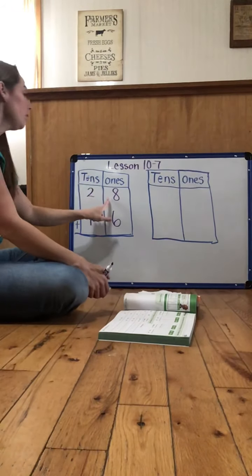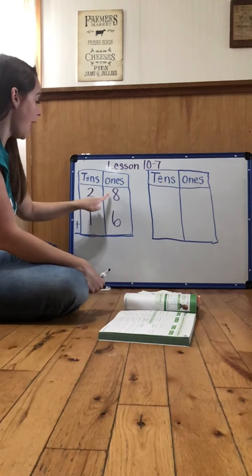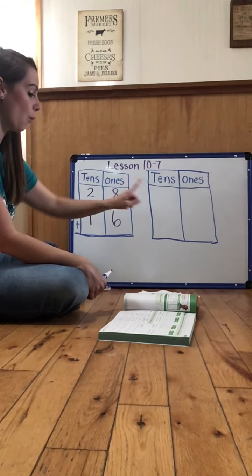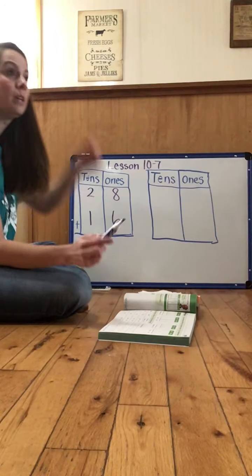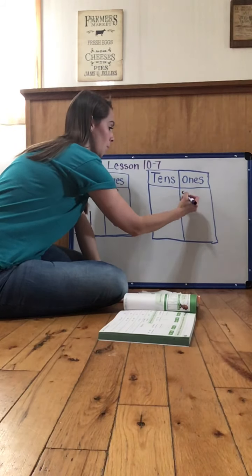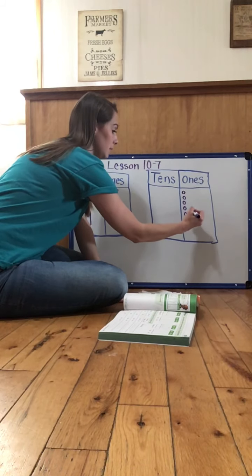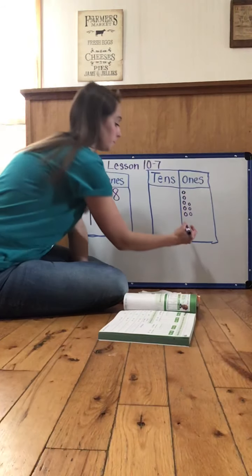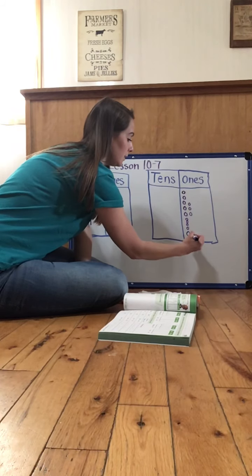I'm going to look at the ones place first. I'm going to start in the ones place. I see 8 ones and 6 more ones. Our book shows us that we can draw those ones to help us. So here's my 8 ones: 1, 2, 3, 4, 5, 6, 7, 8. And then I'm going to draw my 6 ones: 1, 2, 3, 4, 5, 6.